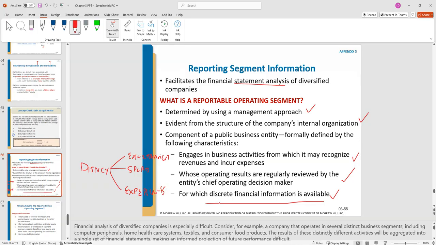The big thing with this is it would be relatively easy to find discrete financial information for this. We could track just the revenues and expenses or the assets and liabilities of the theme parks. We could do that for the movies and things like that. So that's one way you could do it. Another could be geographical. If you had, for example, Apple, they might break it out by their America sales, their Europe sales, and so on and so forth.